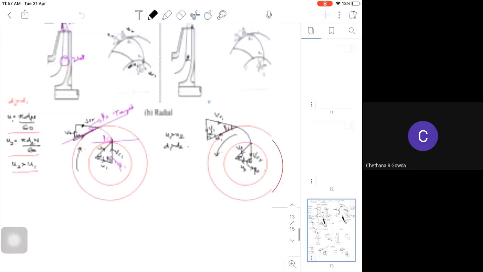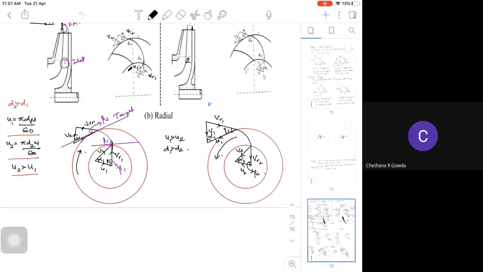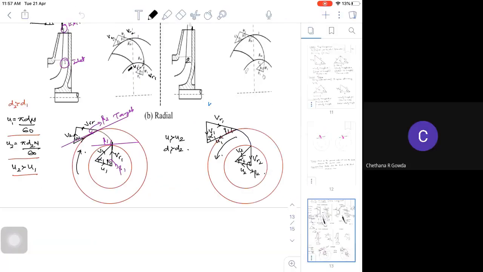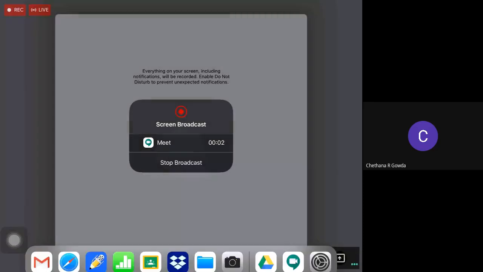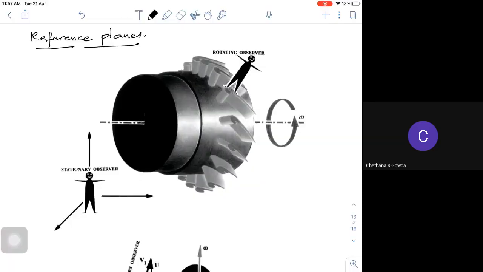Look at these reference planes. So reference planes are very, very important. What are these reference planes? Look at this reference plane, because the velocity triangles have to be drawn with respect to the reference planes. Fine. What are the reference planes?